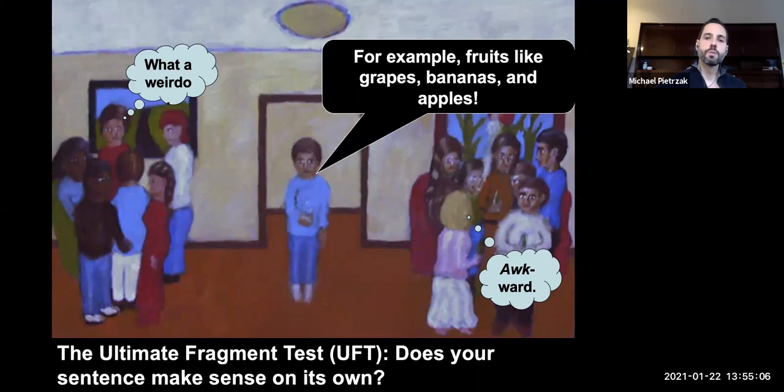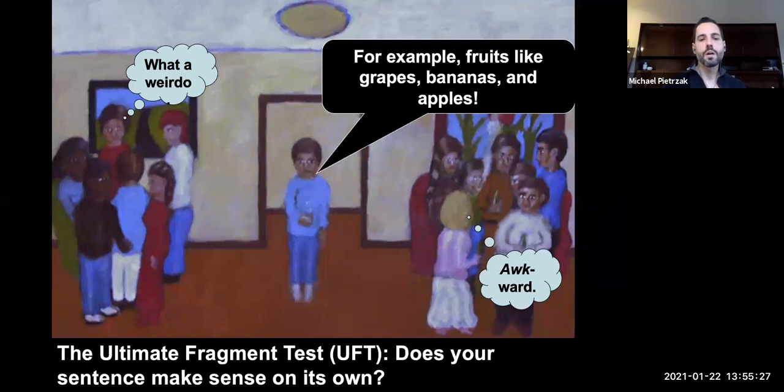So here's a picture that will kind of help you remember this rule of thumb, right? If you walk into a room and say something like, for example, fruits like grapes, bananas, and apples. Is that a complete sentence? Well, to answer that, ask yourself, does this make sense if you walk into a room and just say it to somebody? Of course not. If someone said this to you, you'd be like, what are you talking about? It doesn't make any sense.